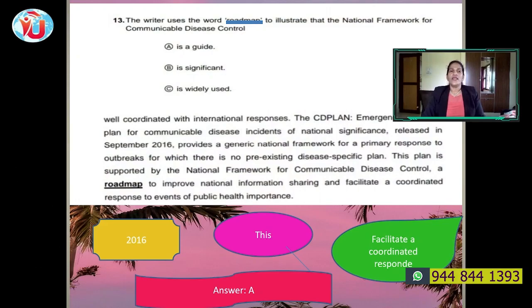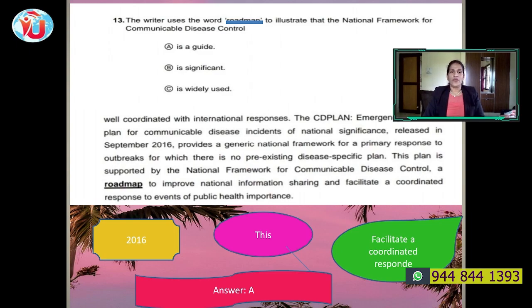Now let's move on to the 13th question. The writer uses the word roadmap to illustrate that the National Framework for Communicable Disease Control. You see here, the writer uses, and the word is given in inverted commas, and it is bold. You know, that is referring to something. Fine. So now he is referring this roadmap to something. For what? You read the QTA method, you apply. You read the question. Now you read the text.